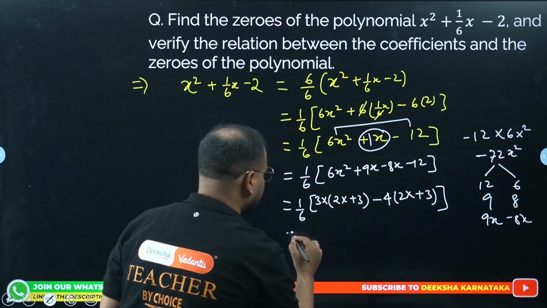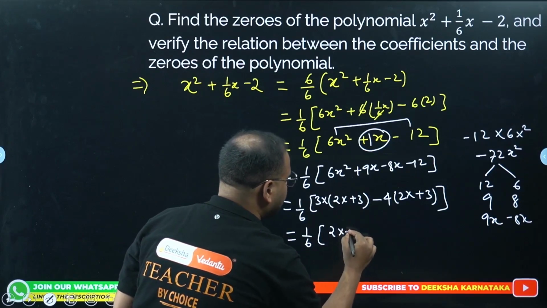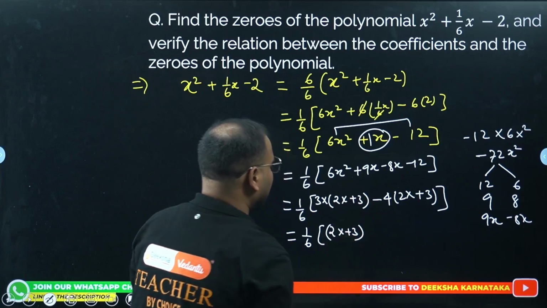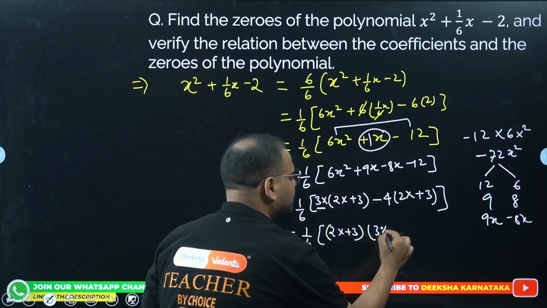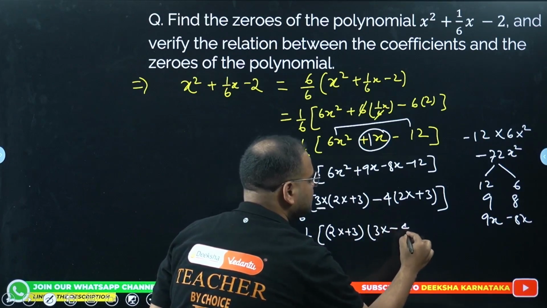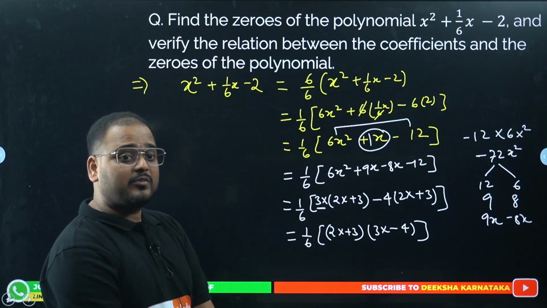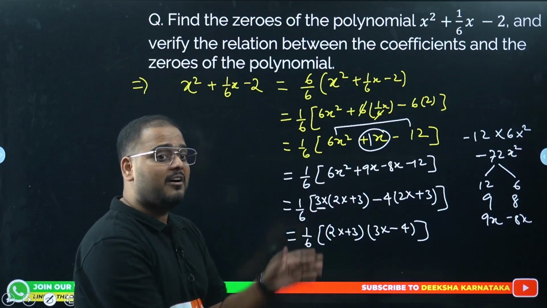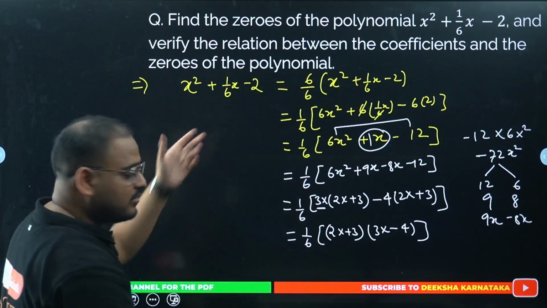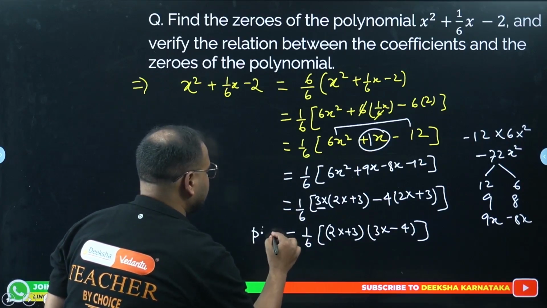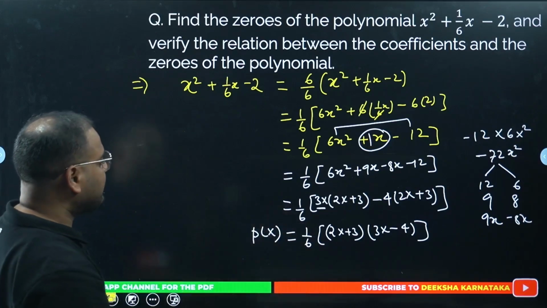Now what is common now? 2x plus 3 is common. So take 1 by 6 outside, 2x plus 3 common. And what is left in the first term? 3x is left. Second term, what is left? Minus 4. So I have the factorization now. What is the next thing? To find the zeros. After factorization, put it equal to 0. If this is polynomial px, to find the 0, what do you used to do? Make px equals to 0. So next step, we'll do that.